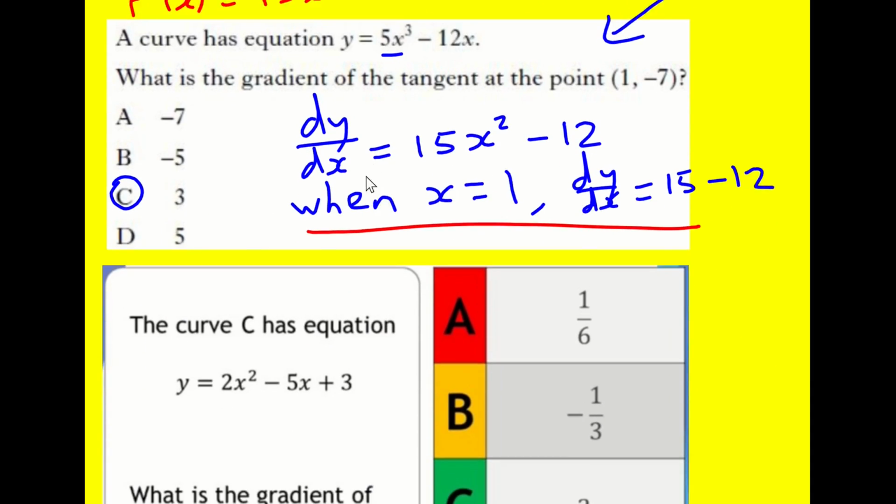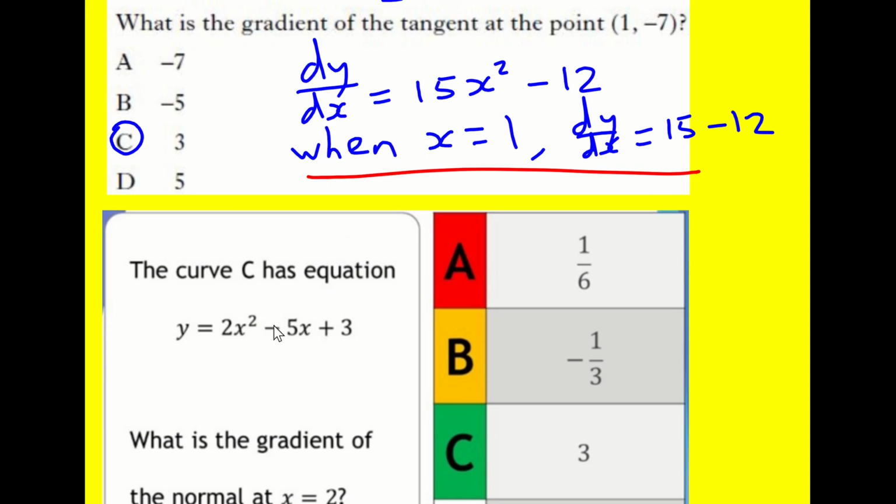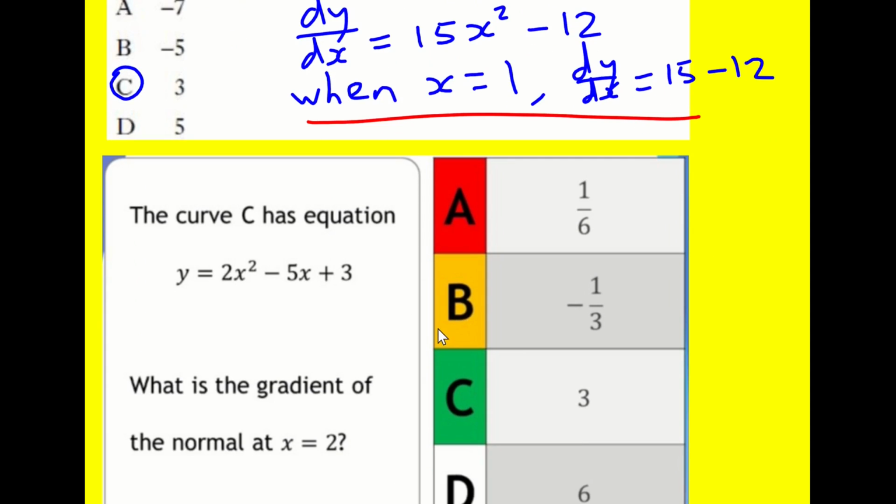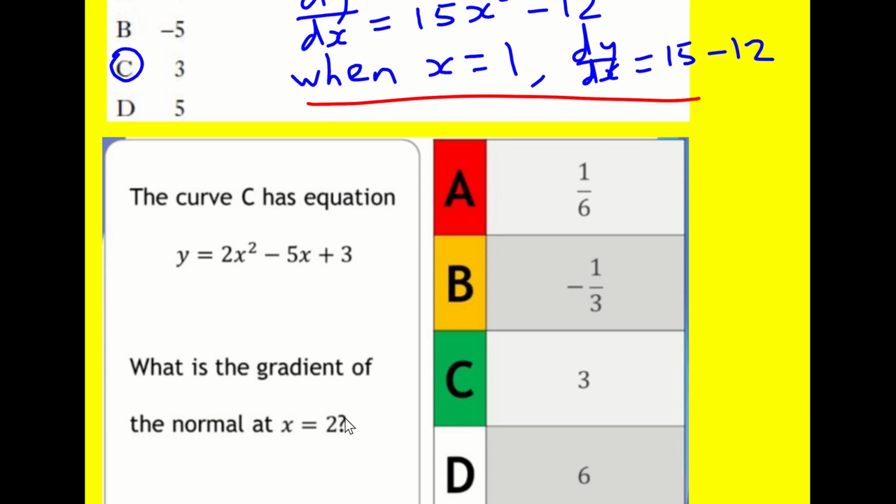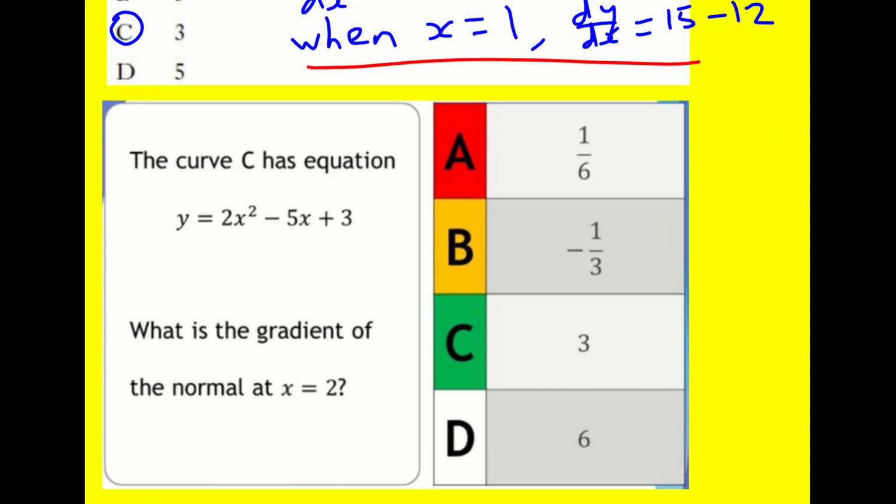How about this one then? A curve has equation 2x squared minus 5x plus 3. What's the gradient of the normal at x equals 2? Have a think. So again, we're going to have to find out dy by dx. It's going to be 4x, because I multiplied by the power, reduce the power, but I don't write the 1, just 4x. This becomes minus 5, and I get rid of the constant.